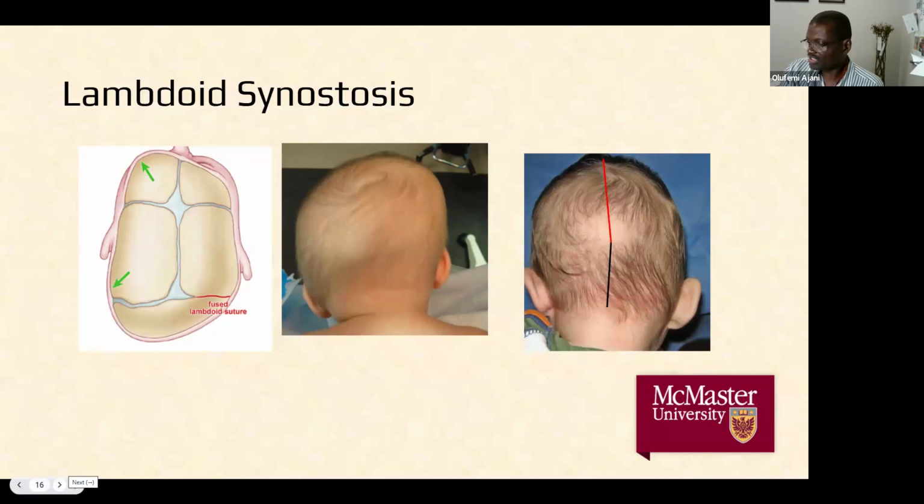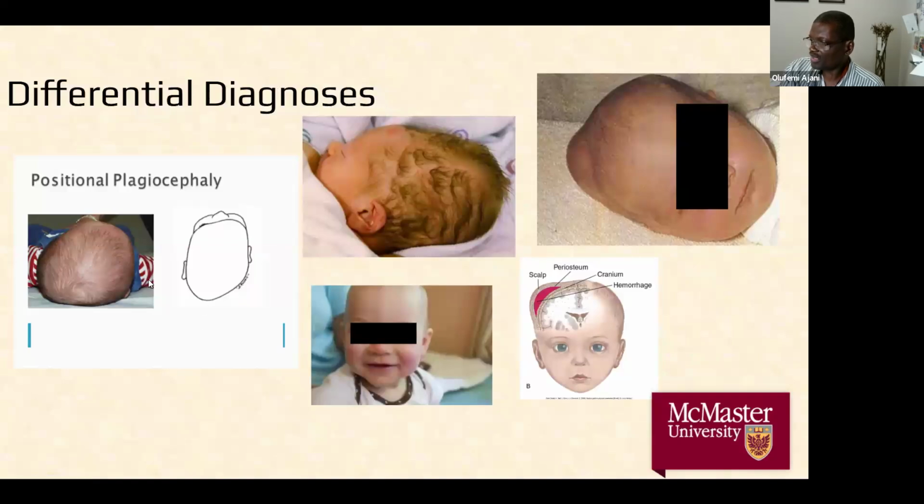Now, this has to be differentiated from positional plagiocephaly, in which the baby lies on the back of the head for prolonged periods, and because of that pressure, everything is pushed forward, because the skull of the infant is softer than that of the adult, so it can be molded. So everything is pushed forward, so the ear goes forward. So that's how to differentiate lambdoid synostosis from positional plagiocephaly.